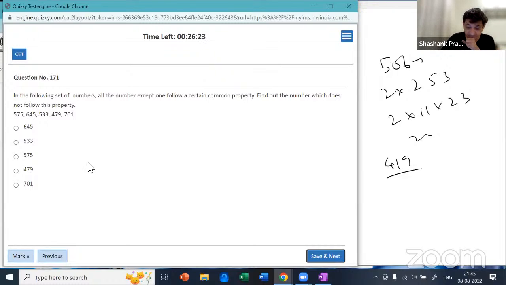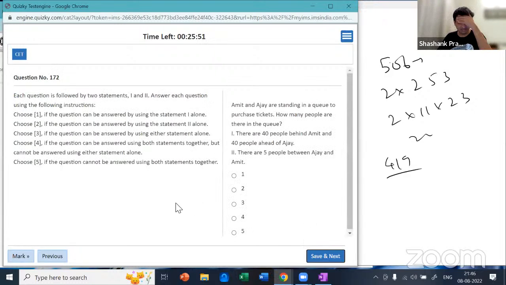575, 645, 533, 477. What is this? 575, composite? No, not really. 575, 645, 533, there's no context of a multiple of 5 either. I don't know, some random number. I don't know what this is. I'll mark the smallest one, 4. Option D. Some random number.